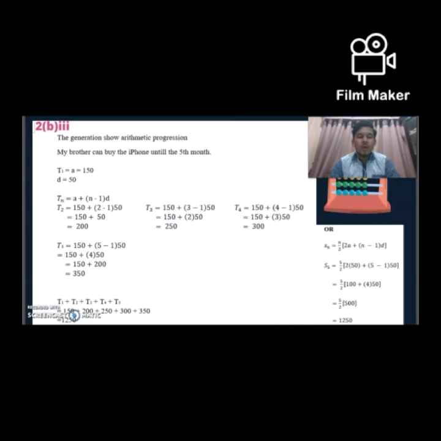Okay, now I want to explain question 2B(iii). The question is, based on (i) and (ii), what is the conclusion? Okay, the conclusion is the generation shows arithmetic progression. So my brother can buy the iPhone in the 5th month. So we can look at this formula: T1 plus T2 plus T3 plus T4 plus T5. Okay, when T5, we can get the new iPhone.